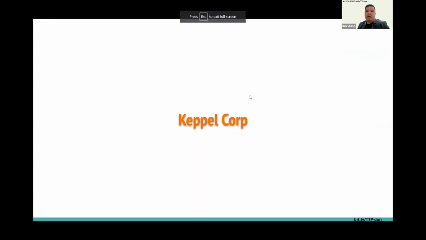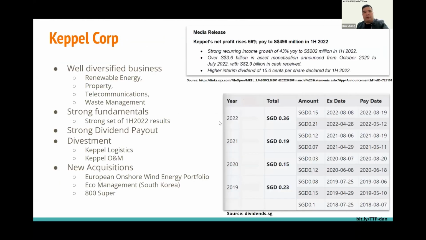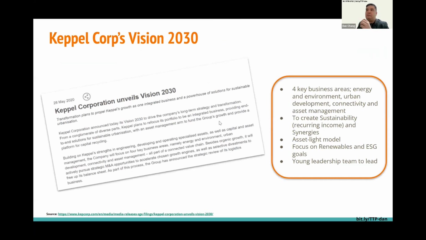So why Capricorn? Back in 2020, Capricorn had already realized the potential of renewables. They came up with a 10-year plan called Vision 2030. In this plan, they are going to streamline their business into 4 key business areas, one of which is energy and environment.